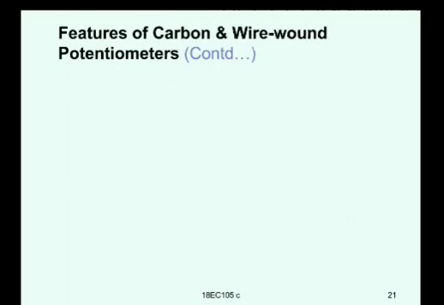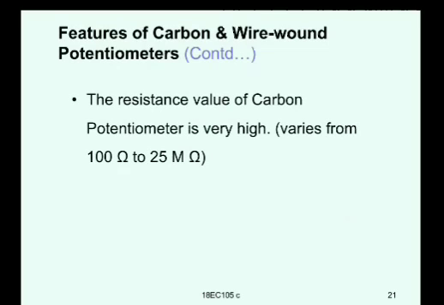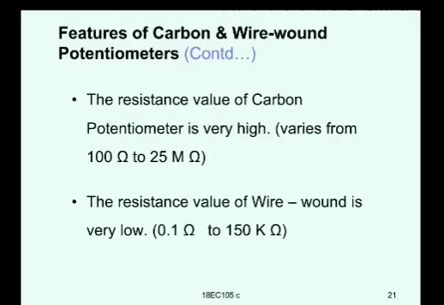Further continuing with the features of carbon and wire wound potentiometers. The resistance value of the carbon type potentiometer is very high. It varies from 100 ohms to 25 mega ohms. The resistance value of the wire wound is very low, so you don't have much range or flexibility here. It ranges between 0.1 ohm and 150 kilo ohms only.